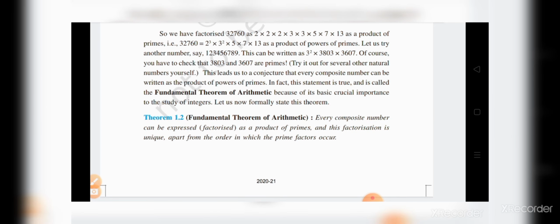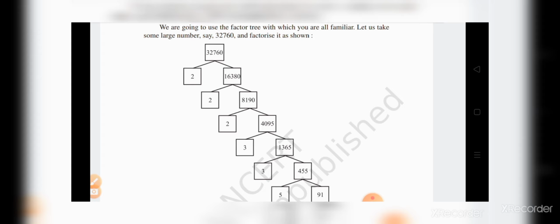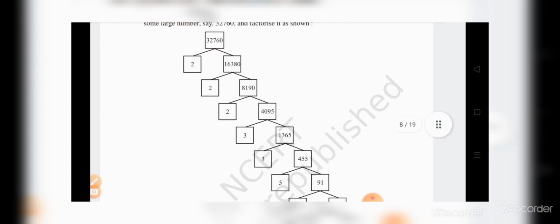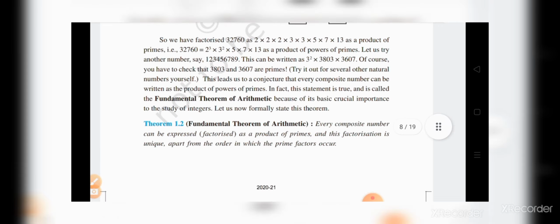And this factorization is unique apart from the order in which the prime factors occur. Okay, so we can change the order. 32760, in the first step, what we can do, we can divide it with 7. In the second step we can divide it with 13, and then we can divide it by 2. After that we can divide it with 3. The order can be changed, but finally the value will be the same. The multiplication of all these prime numbers, we will get this result as the composite number.